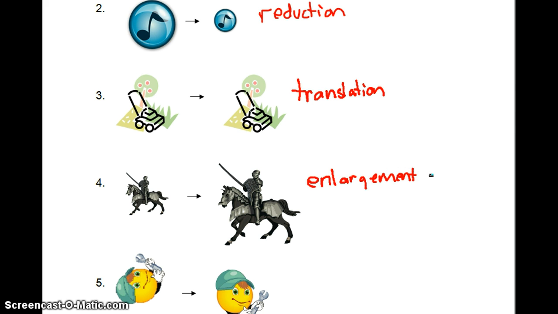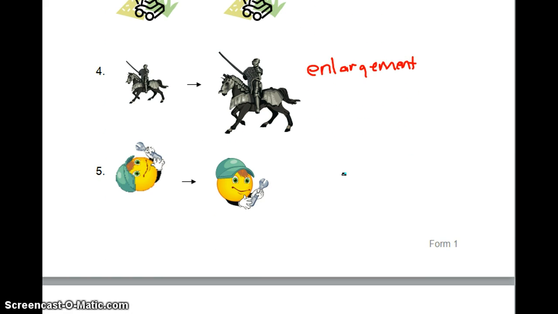And number 5, picture down here, it's being turned to the right, so that will be a rotation. And the angle of rotation, since it's being turned a quarter of the way around the circle, is 90 degrees.